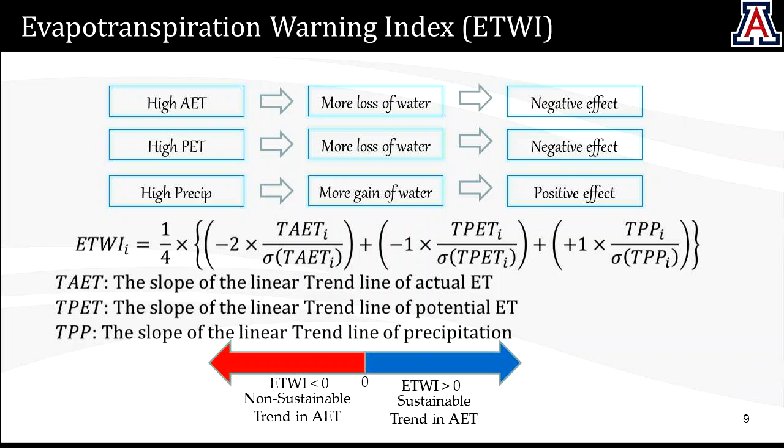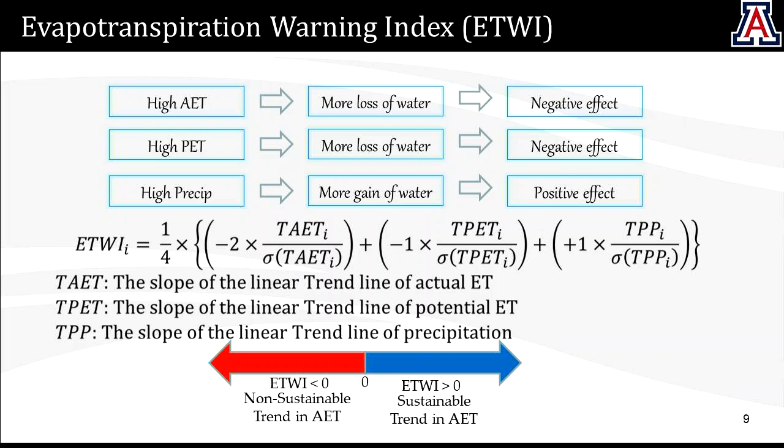Therefore, in this study, we introduce a new index based on a combination of AET, PET, and PP trends to determine the sustainability of actual ET trends with respect to climate condition in each pixel. This index, titled the Evapotranspiration Warning Index (ETWI), is described in this slide.